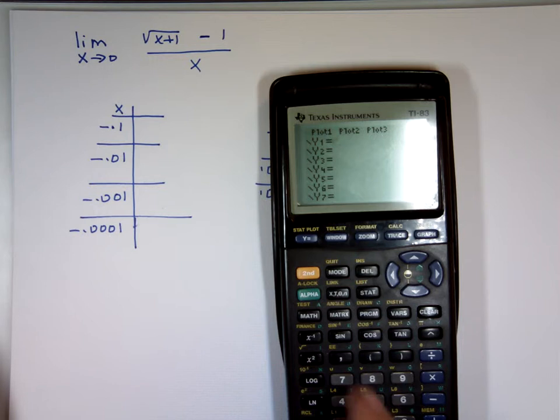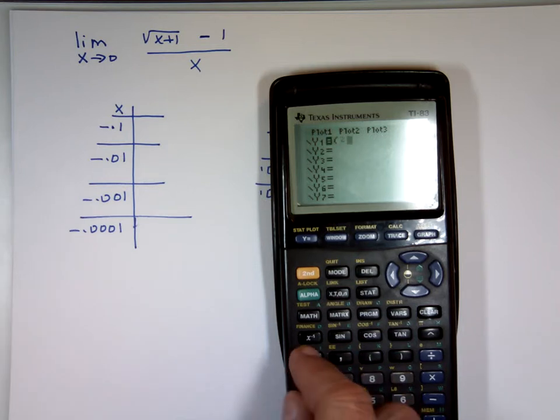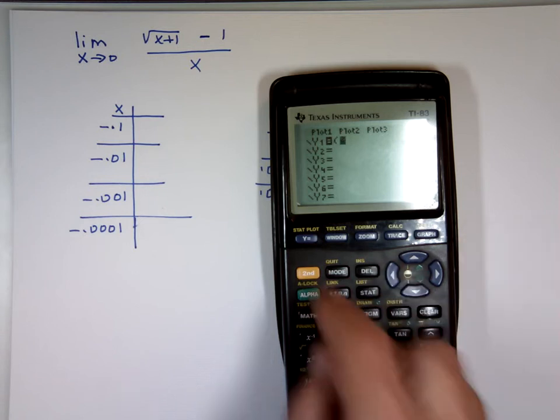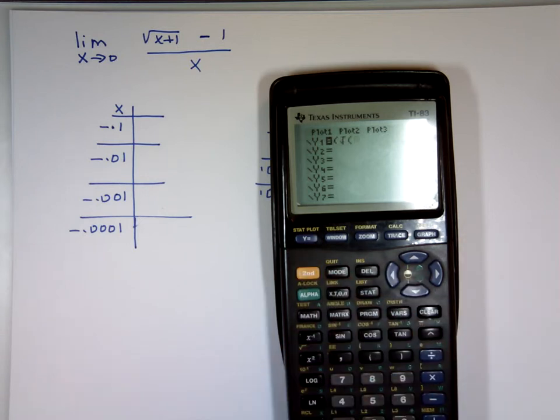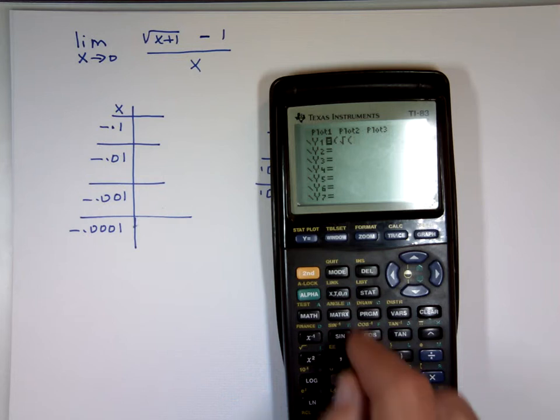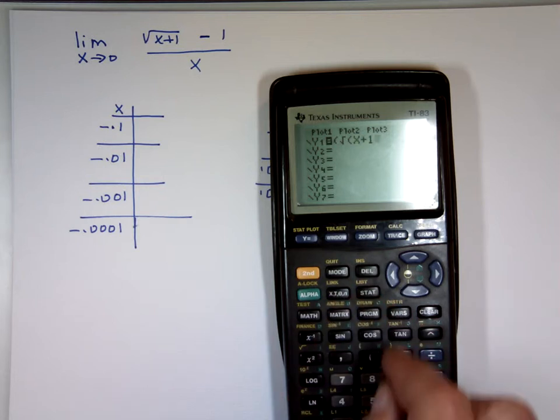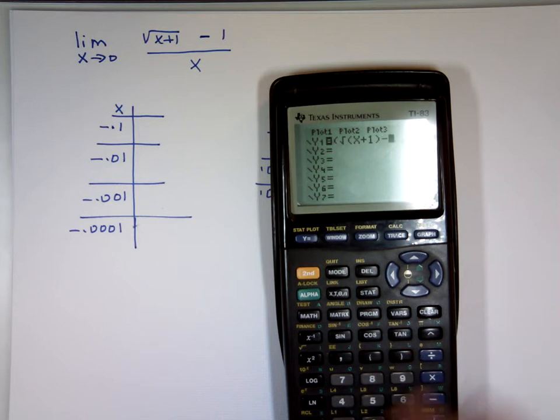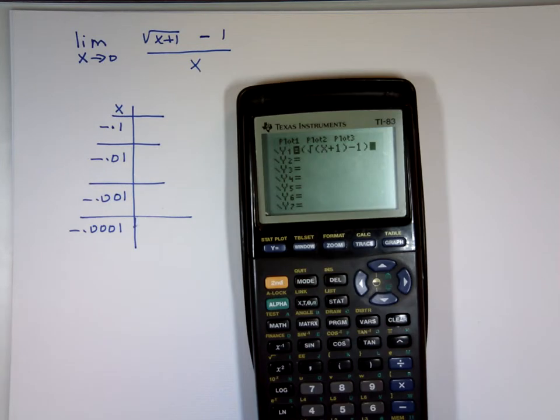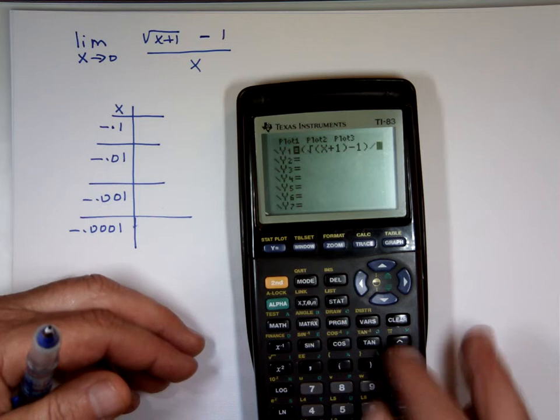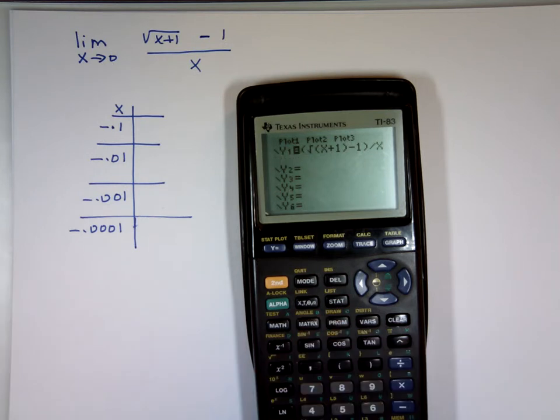Parentheses, because I want the whole thing. The square root, I forgot to hit the second. The square root of what? X plus 1. Can you see it on the screen? Close that. Minus 1, close parentheses. That's the top. The square root, actually, I closed it there. The square root of x plus 1 in parentheses minus the 1, the whole thing divided by x. So I type the problem. Now I'm going to plug in all these numbers in it.